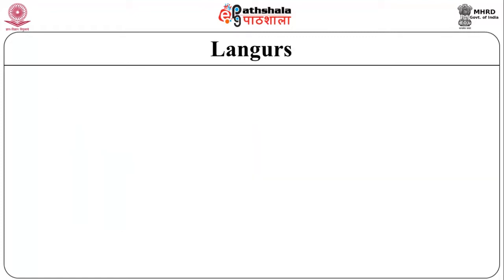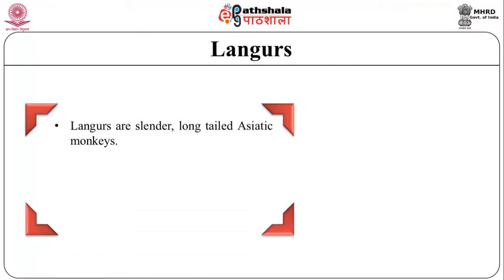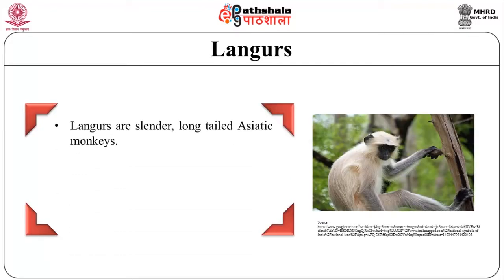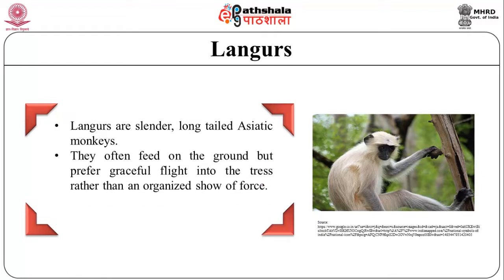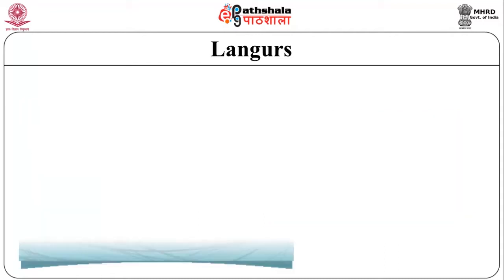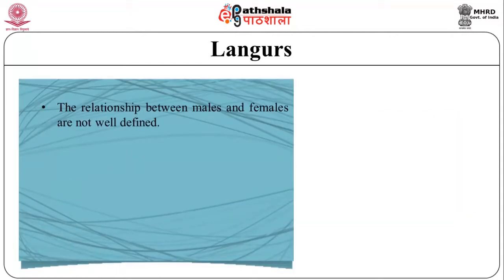Now let us go to langurs. Langurs are slender, long-tailed Asiatic monkeys. They often feed on the ground but prefer graceful flight into the trees rather than an organized show of force. Group organization is not as important for defense. Langurs sometimes live alone and sometimes in troops. The relationships between males and females are not well defined.